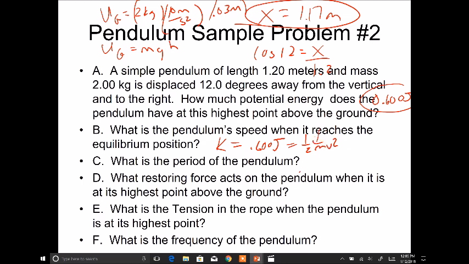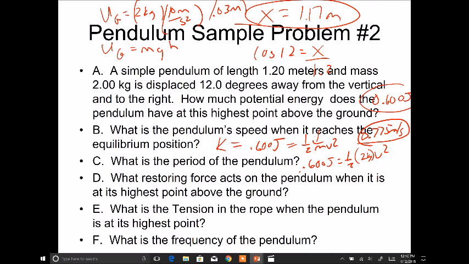We know the mass. So we've got 0.6 joules equals 1/2 times the mass of 2 kilograms times v squared. Well, 1/2 times 2 is 1. So essentially, we're just going to have to take the square root of 0.6, and we end up with 0.775 as our speed, and that's 0.775 meters per second. Let's put a 0 in front of that.